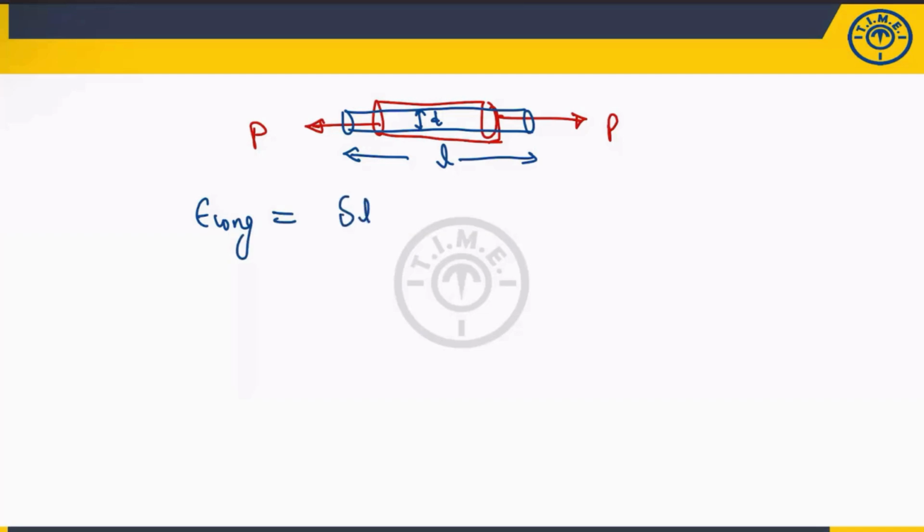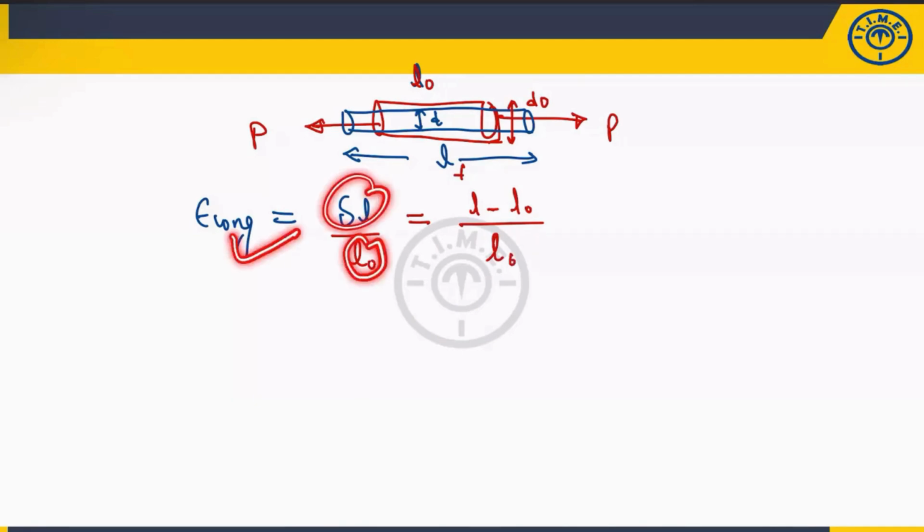What is longitudinal strain? Change in length. Let us suppose the original length is L naught, and the diameter is D naught. So change in length by original length is the longitudinal strain in the direction of load. Change in length means L minus L naught, because the final length is L, divided by original length, which is L naught. So change in length by original length is longitudinal strain in the direction of applied load.